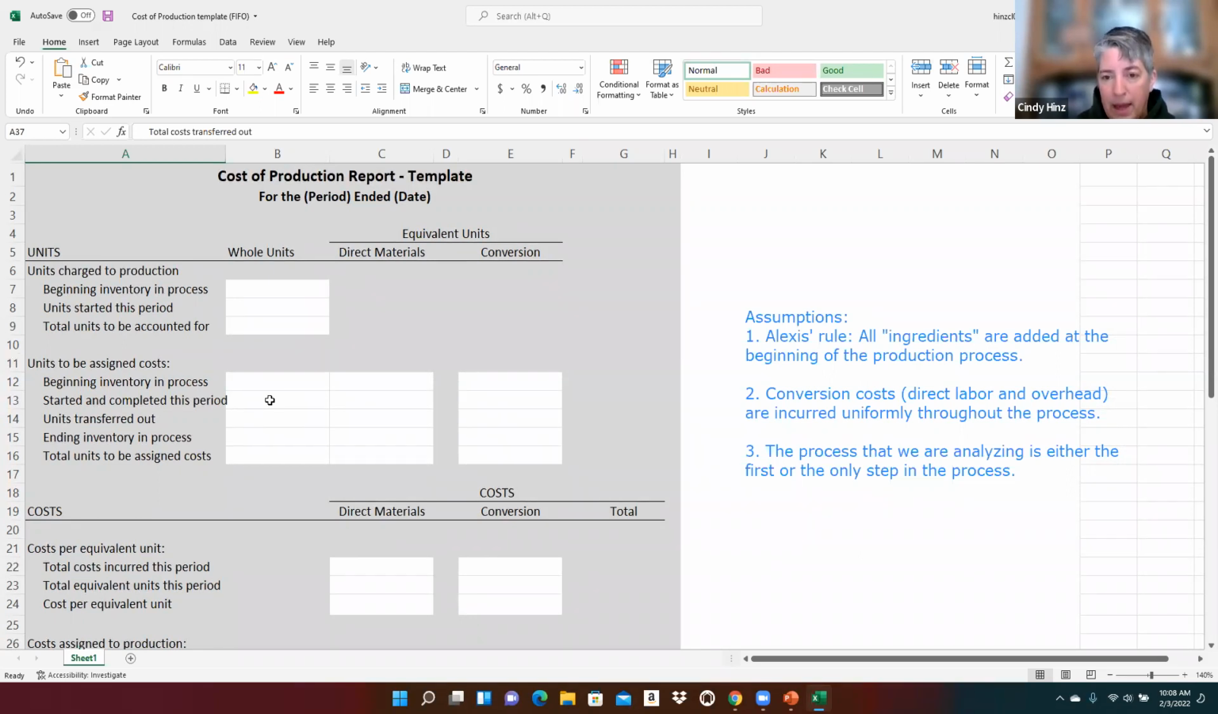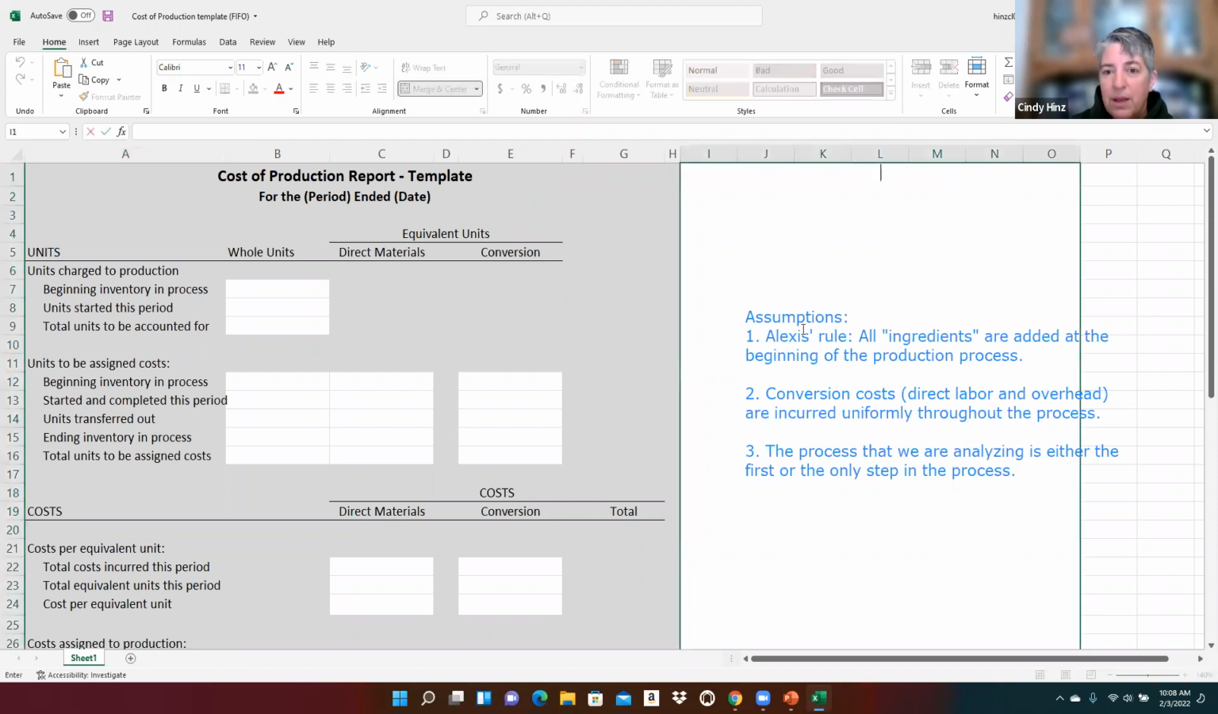So again, we're going to be following these assumptions that are on the screen right now in blue, but we recognize that these are not realistic, that many companies will not do things exactly like we have indicated here, that not everyone makes cookies like Alexis and throws all the ingredients in the bowl at the beginning, that most companies don't have just one step in their process.